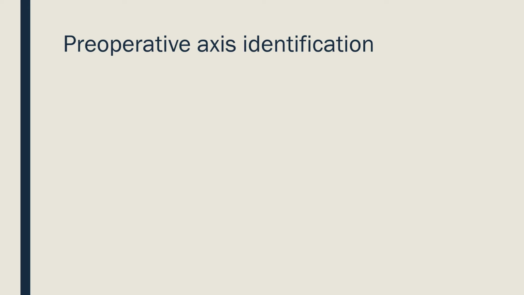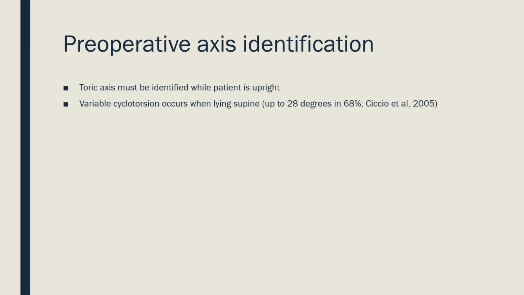Accurate preoperative marking of the axis while the patient is upright is critical to successful toric placement, and this is because the eye rotates when patients lie flat. The amount of cyclotorsion encountered when a patient lies supine is variable, but it can easily be 10 degrees or more, which, as we've learnt, translates into a 30% reduction in toric correction.